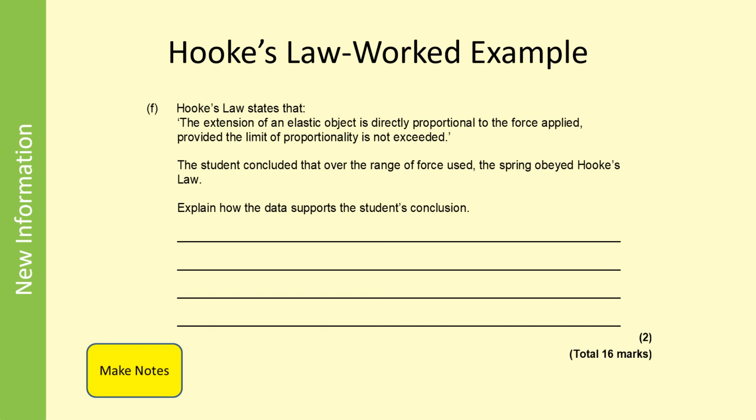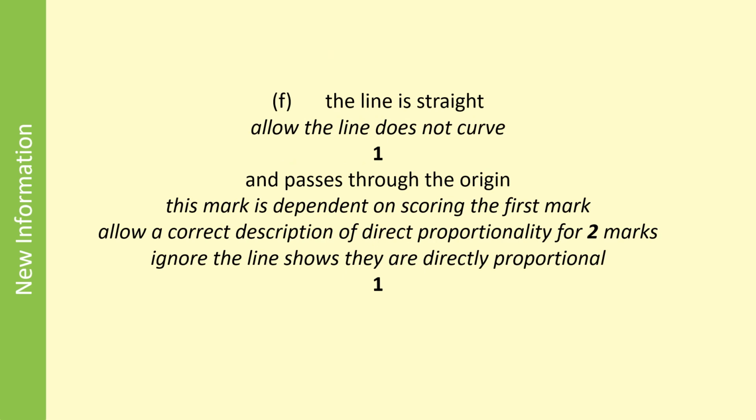So the last part of the question, Hooke's law states that the extension of an elastic object is directly proportional to the force applied, providing the limit of proportionality is not exceeded. The student concluded that over the range of force used in the experiment, the spring obeyed Hooke's law. Explain how the data supports this conclusion. So the 2 points you want to make about this answer is 1, that the line is straight, and 2, that it passes through the origin.